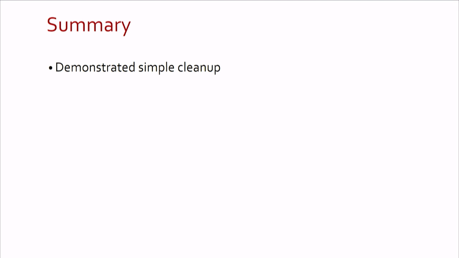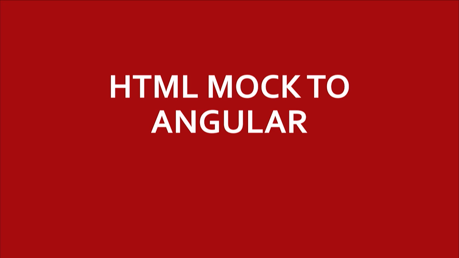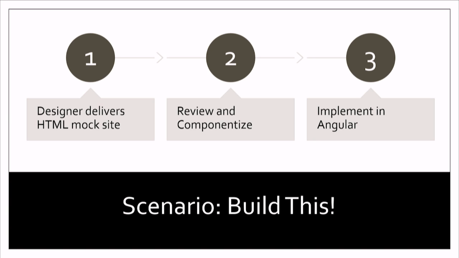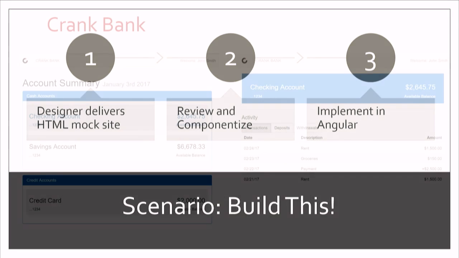So in summary, we've just demonstrated how we can quickly remove some components and get ready to actually create our application. So now we're going to look at how we can take an HTML mock and bring it into Angular. So the scenario that we're in is that we have a designer who's created a set of HTML files, and they've said, okay, go ahead and build this. We're going to review these HTML files, and we're going to componentize them. Then we're going to implement them in Angular.